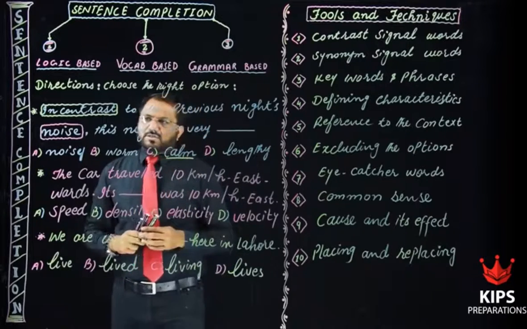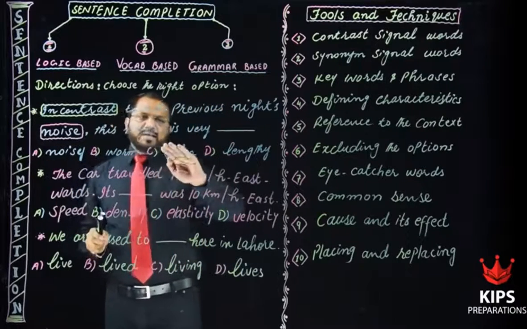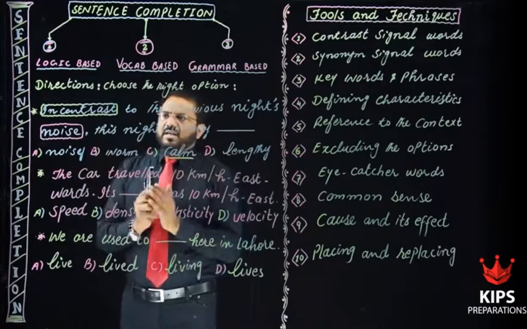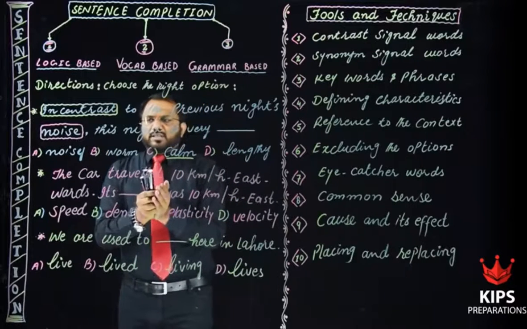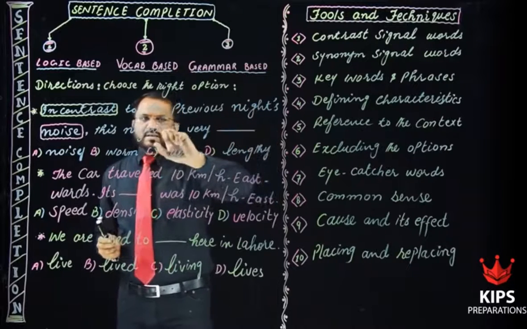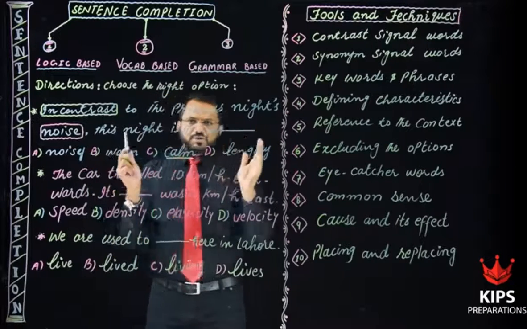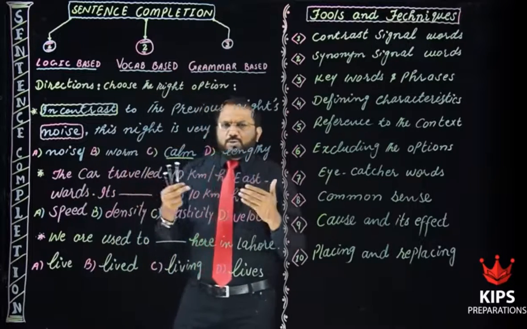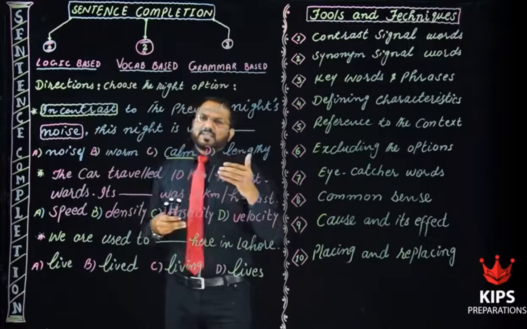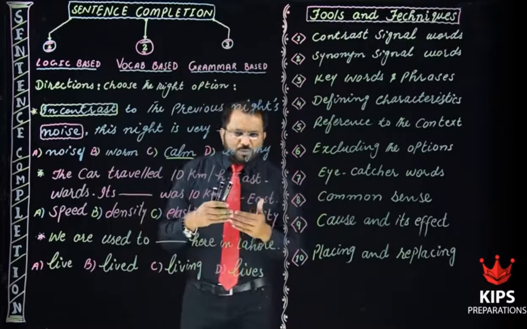Now reread the sentence. In contrast to the previous night's noise, this night is calm. This is called logic-based sentence completion. Had it been like this, like the previous night's noise, this night is also noisy, that would have been synonym signal words. So these are the two logics I just shared in the beginning, just to give you an idea of what sort of sentence completion is called sentence completion logic based. I discussed only two logics.